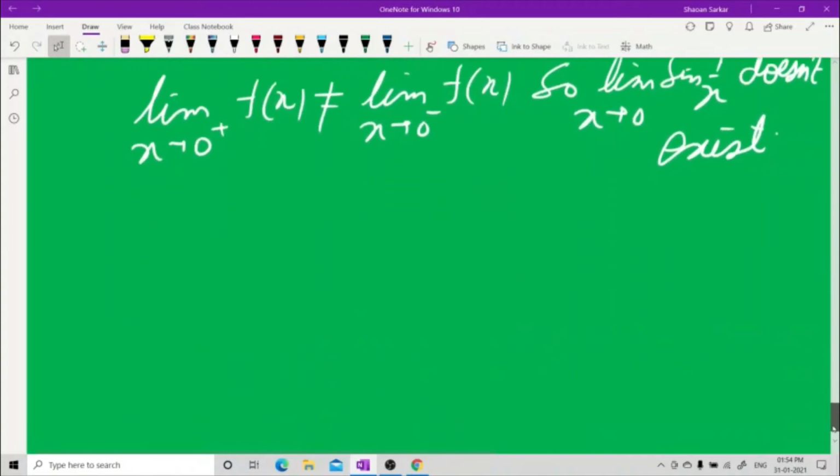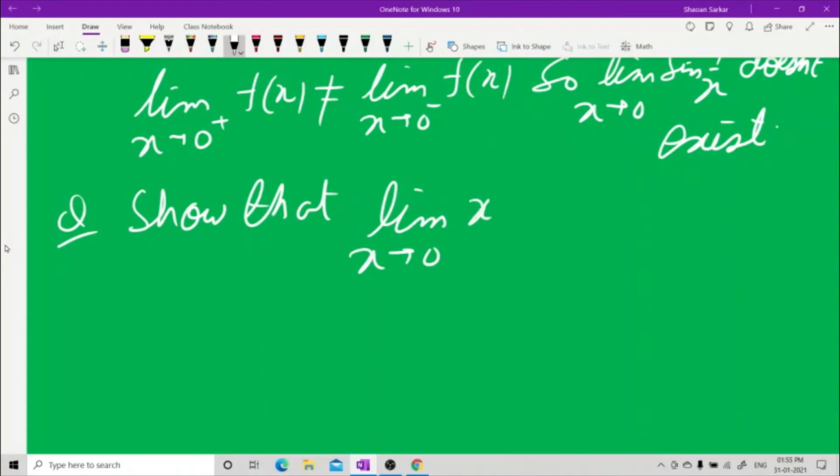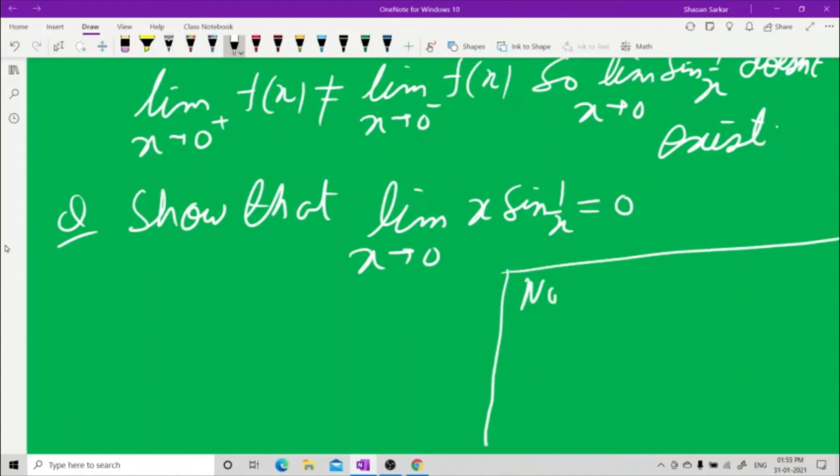Now see this. Show that limit x tending to 0 of x sine 1 upon x is equal to 0. Let me tell you one thing here, a very important note. Sine x is always between plus 1 and minus 1. I've told you in the graph also, mod of sine x is less than or equal to 1.